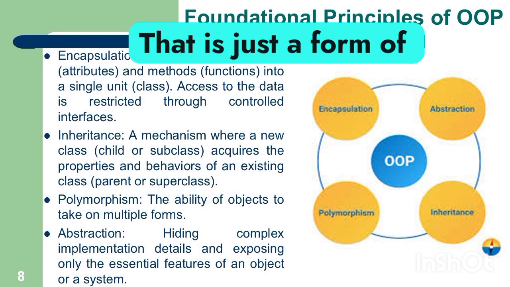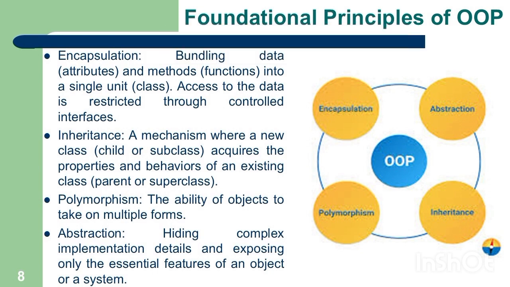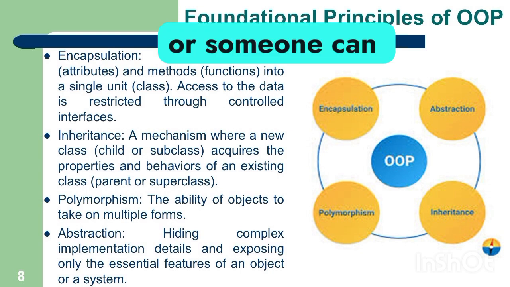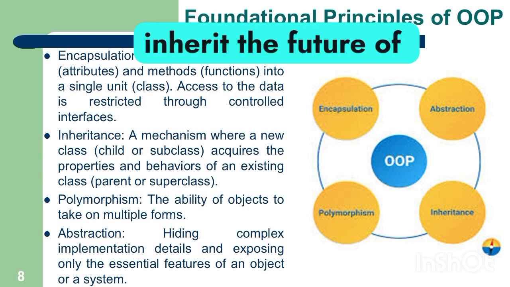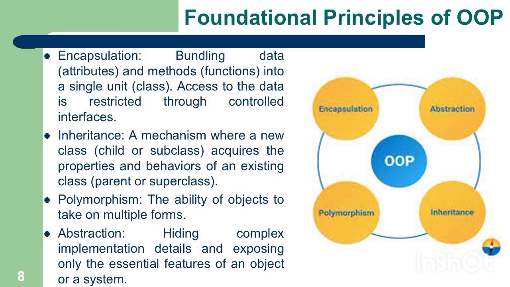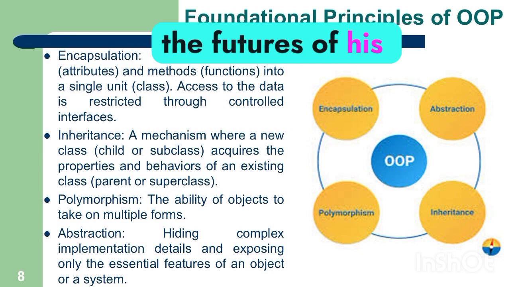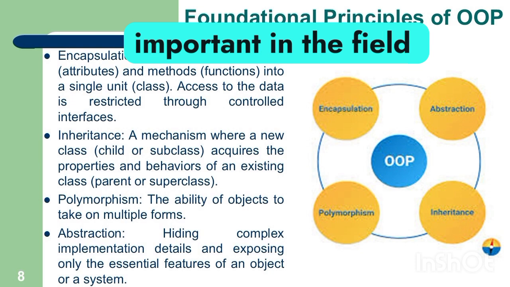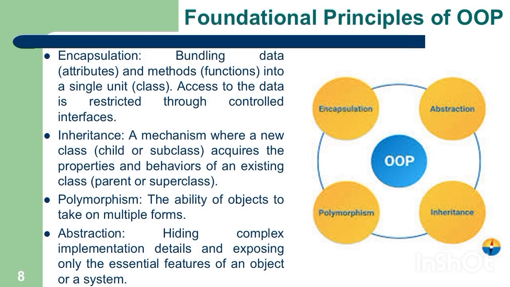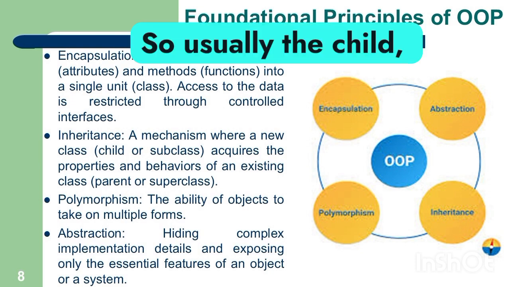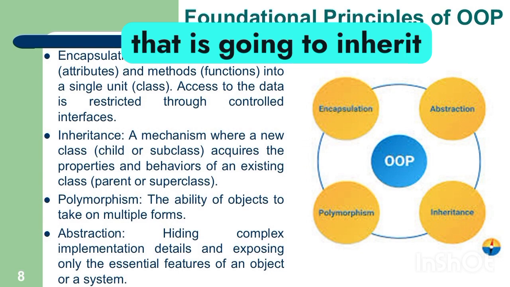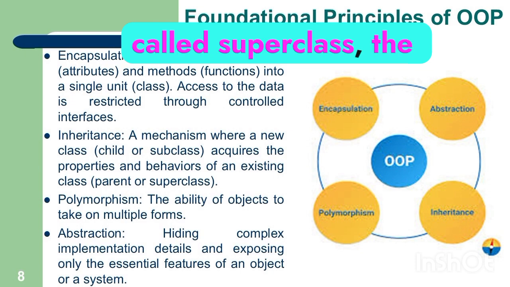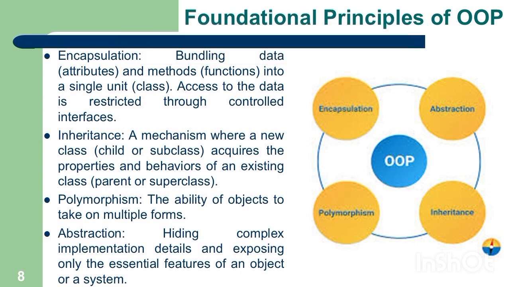Are you together? That's just a form of our normal tradition, where if someone dies, someone can inherit the features of his parents, right? Someone can inherit the features of his grandparents, and so on and so forth. So this is very, very important in programming. Usually the child is the one that inherits from the parents, and the parents are called the superclass, the children are called the subclass.